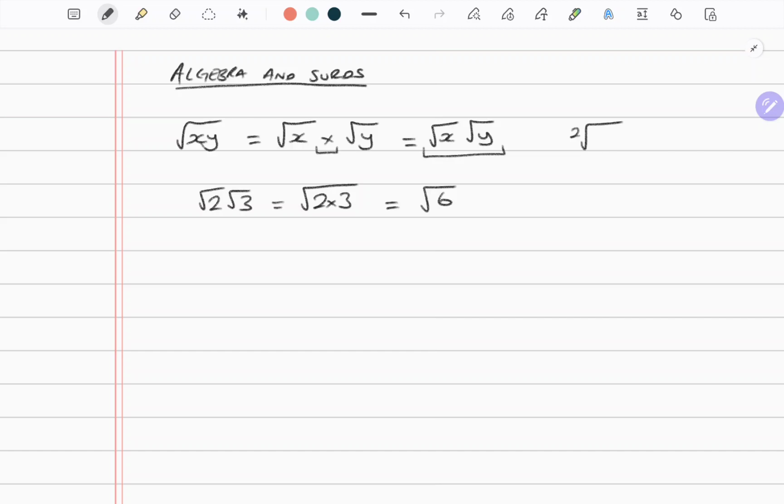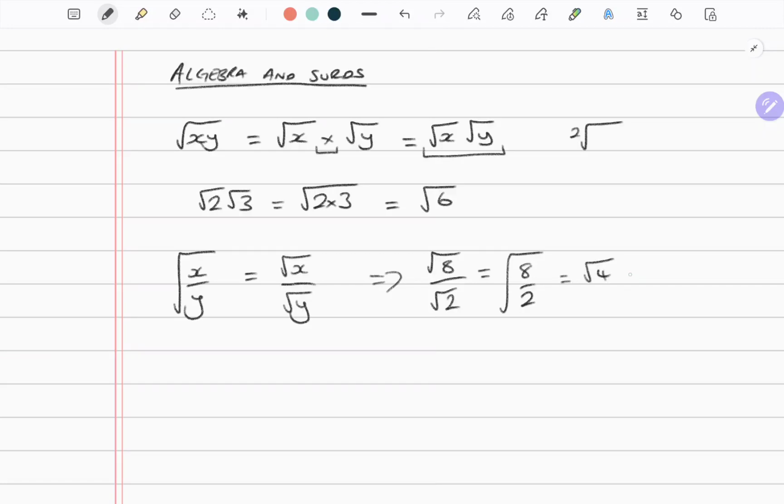Let's look at division then. So we have the rule: the square root of x over y is the same as square root x over square root y. And let's put this into practice. Let's say that we had square root of 8 over square root of 2. Well, that's the same as square root of 8 over 2, and that gives us square root of 4, which is equal to 2. So that simplifies to a whole number, so that square root of 4 is not a surd.